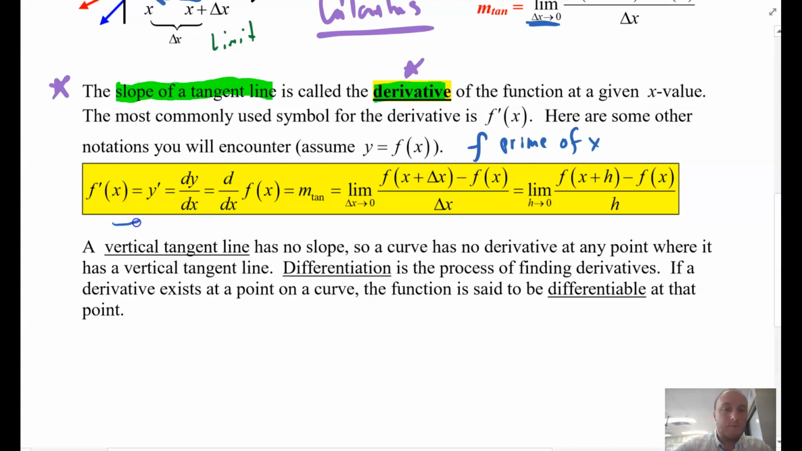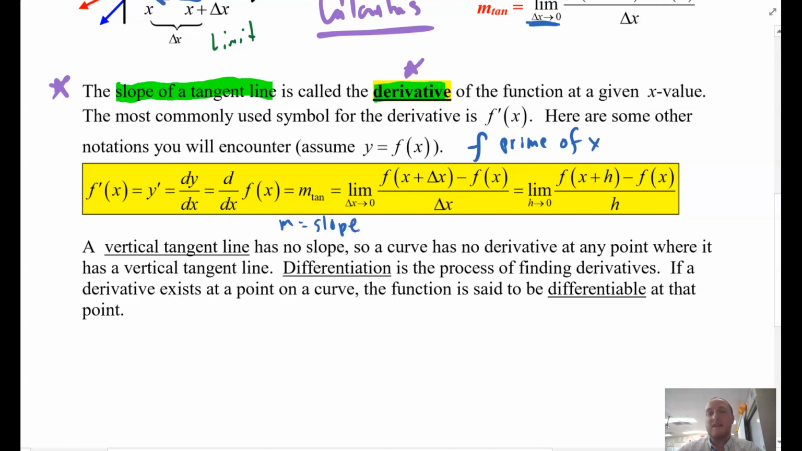The most popular one, I think, is y prime. Super easy. It's a y and then a prime mark, okay? We have dy/dx, and then the d stands for the derivative. So you say the derivative of y with respect to the derivative of x, okay? And if you're in function notation, again, you can have the derivative of f of x with respect to the derivative of x. And you also have m sub tan, so that's the slope of a tangent line. We know that m means slope. That's so Math 1, okay?